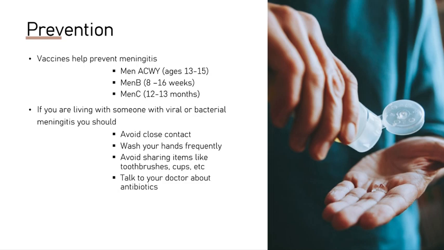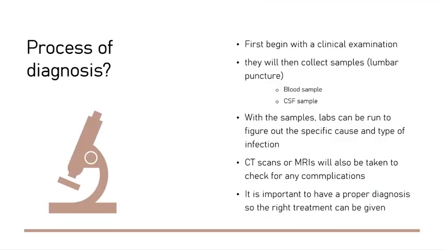Some vaccines that help prevent meningitis are MenACWY, which is given between ages 13 to 15, MenB, which is given between ages 8 to 16 weeks, which is also followed by a booster shot at 1 year old, and MenC, which is given between ages 12 to 13 months, which is also followed by a booster shot.